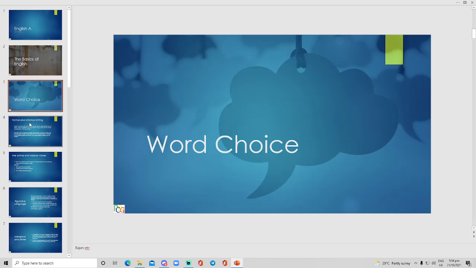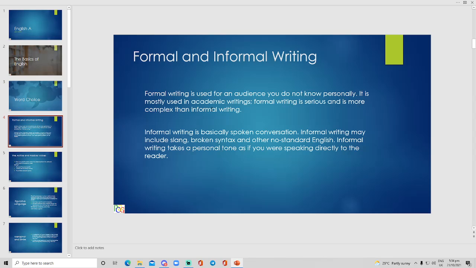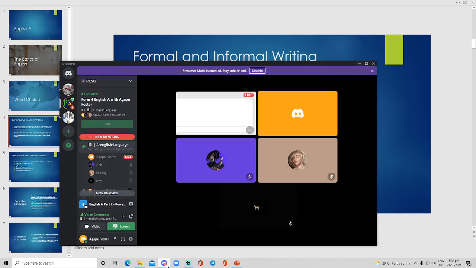Okay, so the first thing I want to start with is formal and informal writing. This has to do with word choice and the words that we use. Formal writing is used for an audience you do not know personally. It is mostly used in academic writings. Formal writing is serious and is more complex than informal writing.